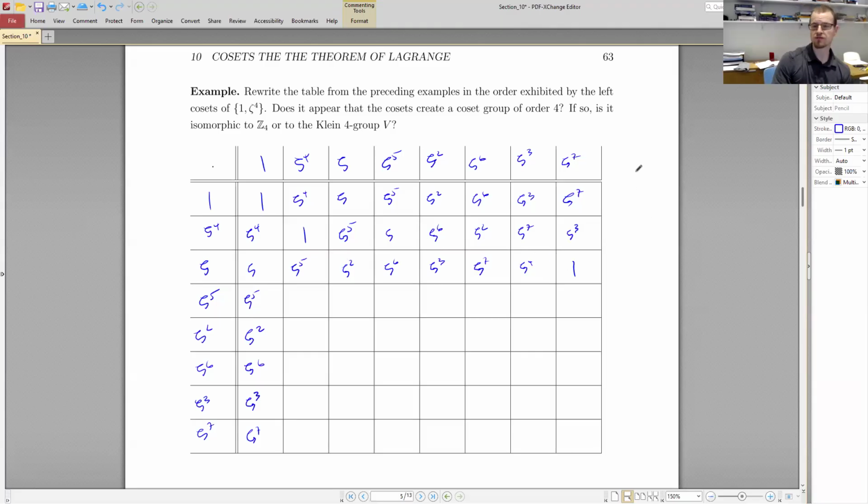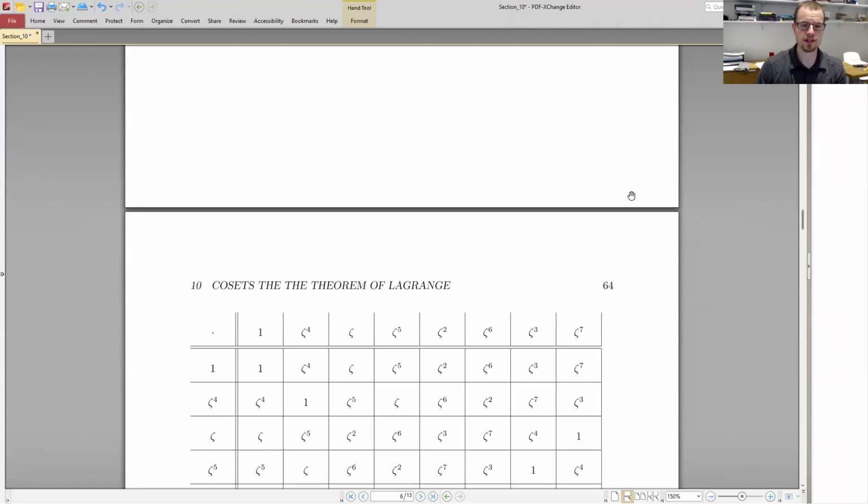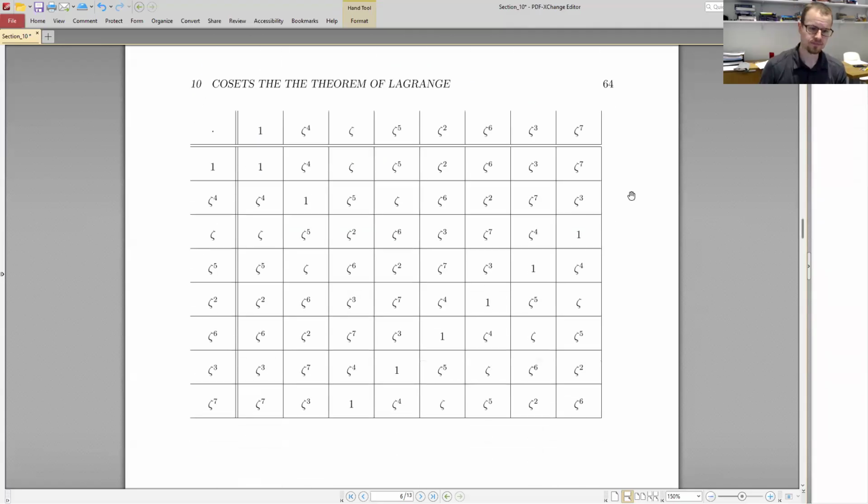Okay, pretty straightforward to fill in the remaining elements in the table. I would encourage you to do so. But to save a little bit of time, I've already done it. So here we have a completed table.